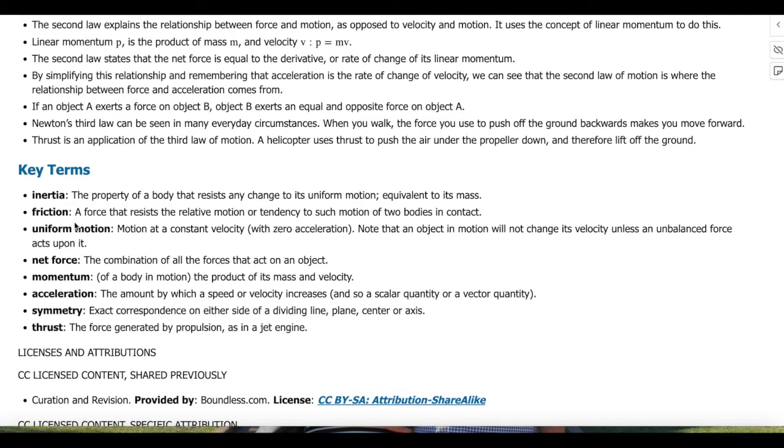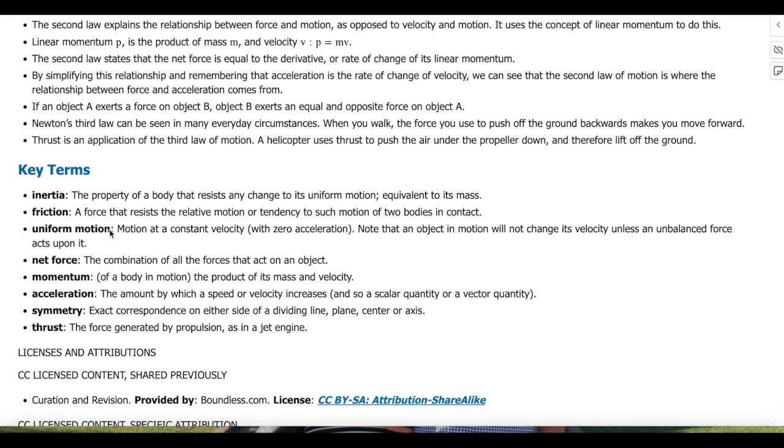What about friction? Has anyone heard of friction before? You've heard of friction burns. Okay, what is a friction burn? When something rubs up against your skin? That's right. That has to do when two bodies are in contact.